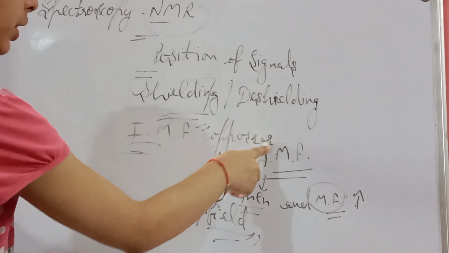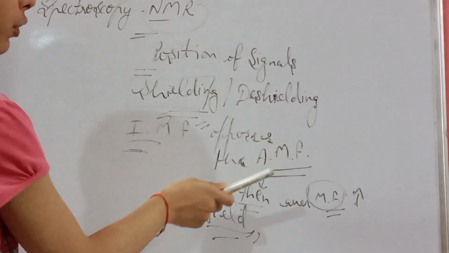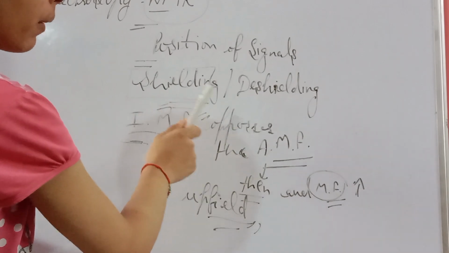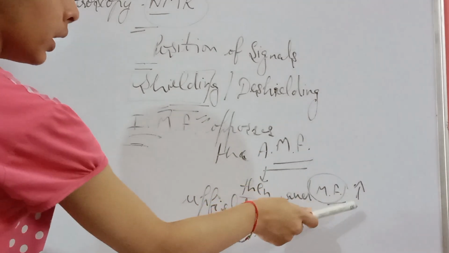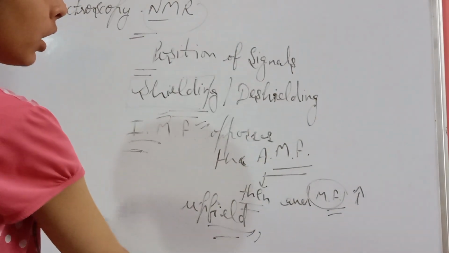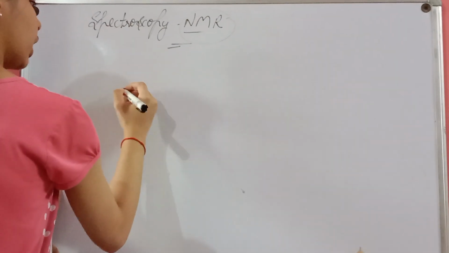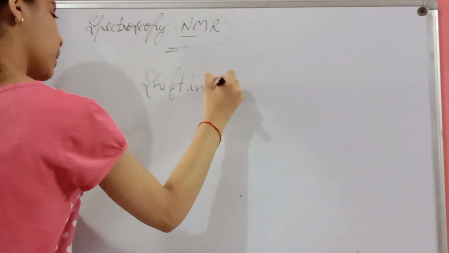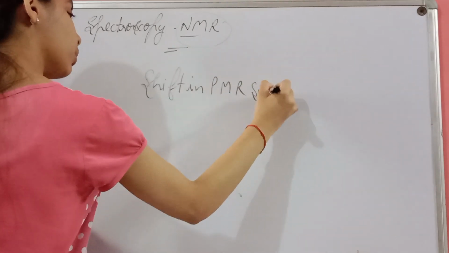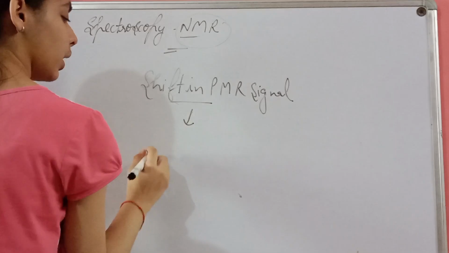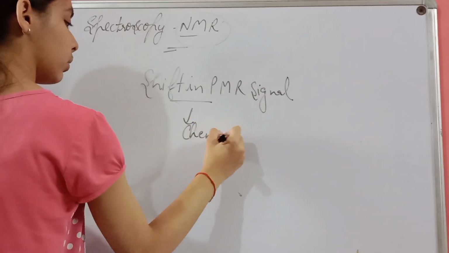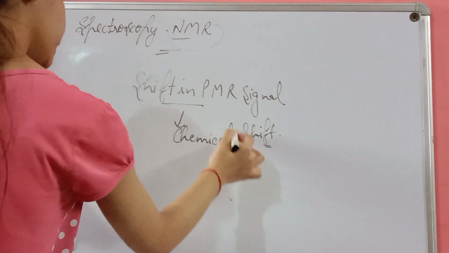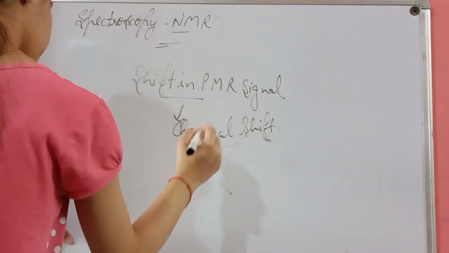In the case of de-shielding, the induced magnetic field reinforces the applied magnetic field, and in that case, the total magnetic field felt by the proton increases, hence the spectrum shifts downfield. Now the shift in the PMR signal due to shielding or de-shielding is termed as chemical shift. The most commonly used unit for chemical shift is parts per million, that is ppm.